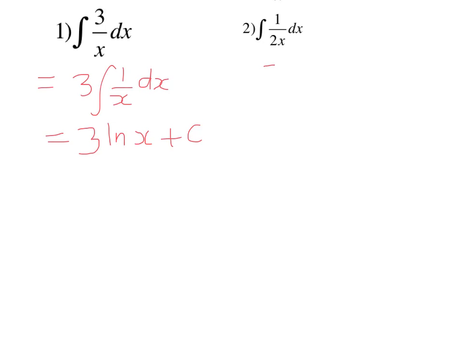Okay, number 2, half is a constant, so we can take that out the front of the integral, just like we took the 3 out in the first example. And then we've got half, and the integral of 1 on x is just log x, plus c because it is an indefinite integral.